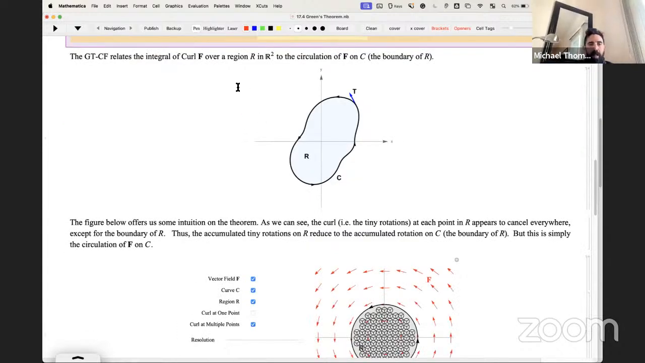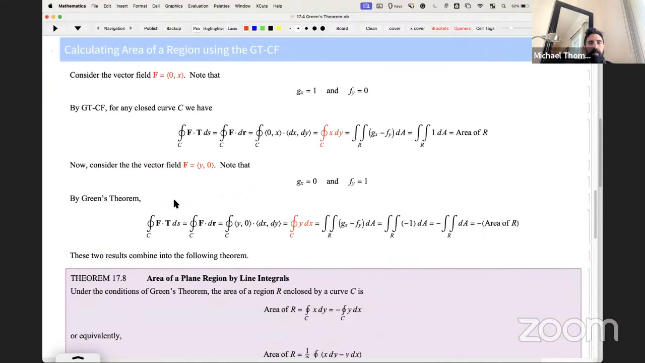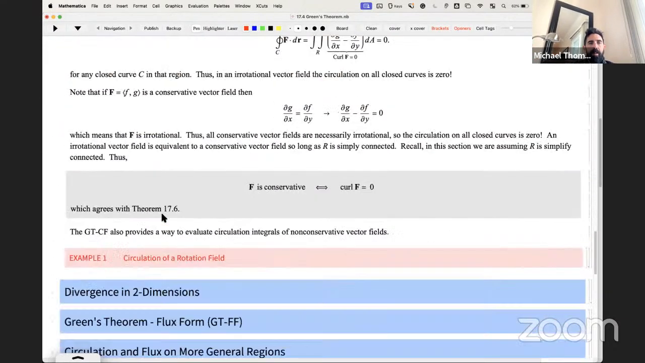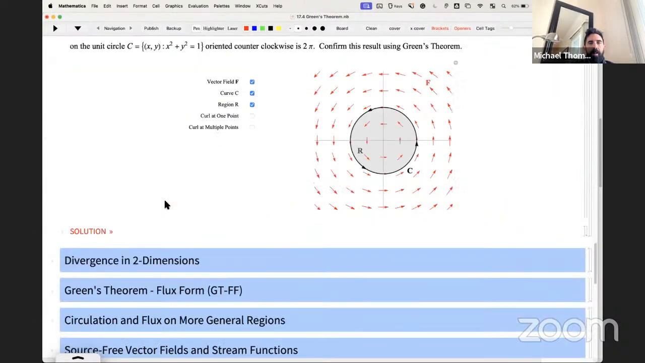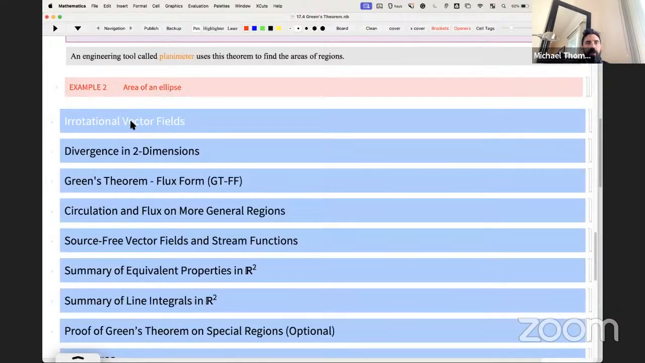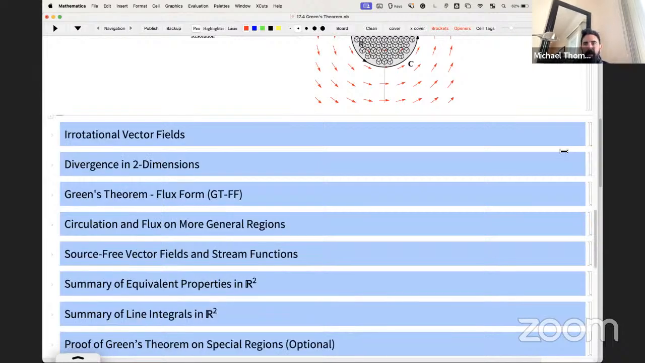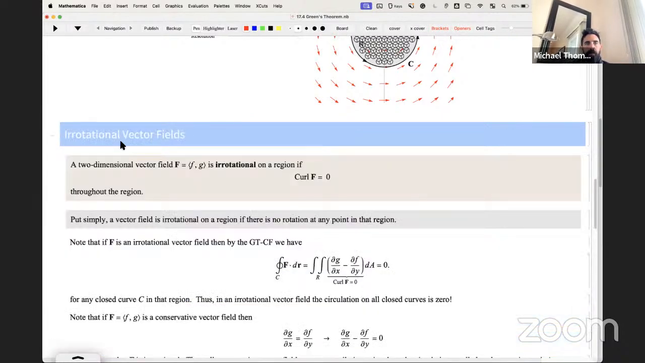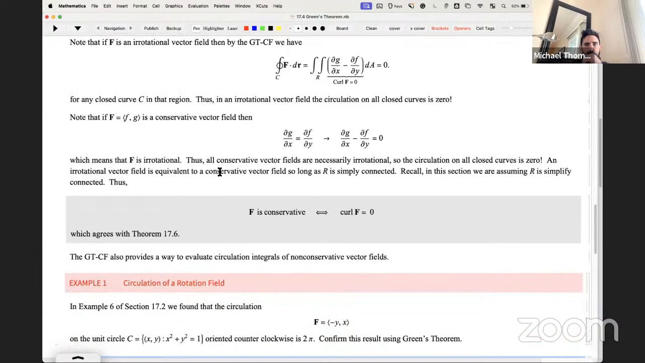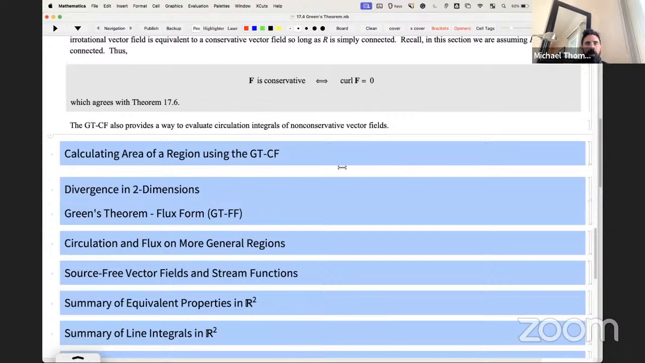All right, so let's go ahead and use it. Yeah, let's skip down to this one. We'll come back to, I probably should have done this first. Let me move this. All right, let's skip over this irrotational stuff. Let's go right to an example. Actually, I'll just do this. I'll move this up here.